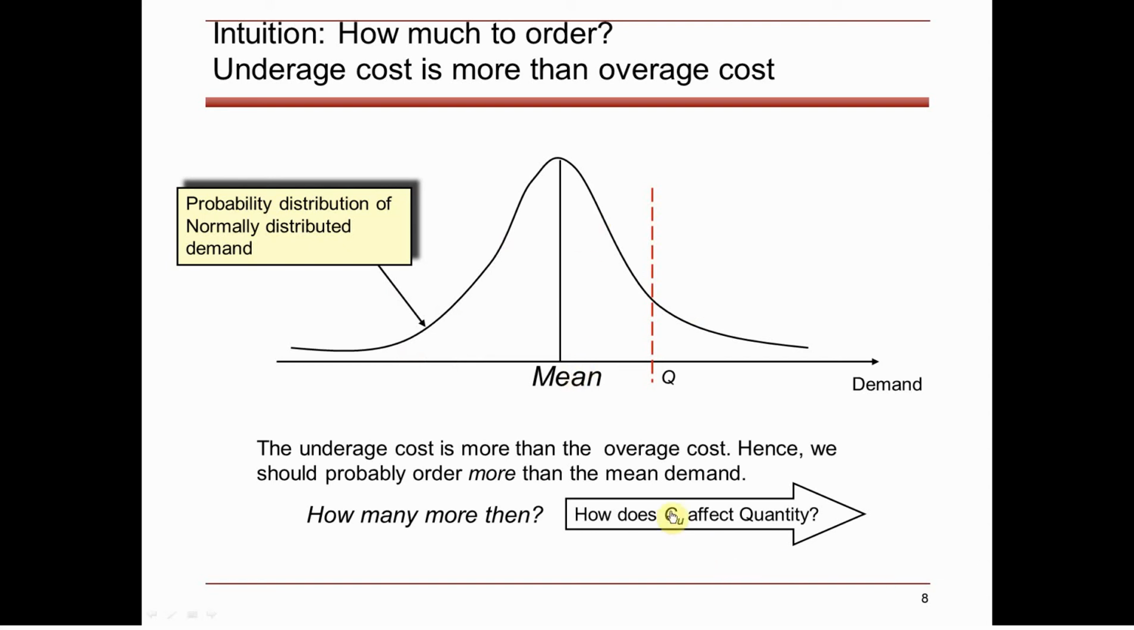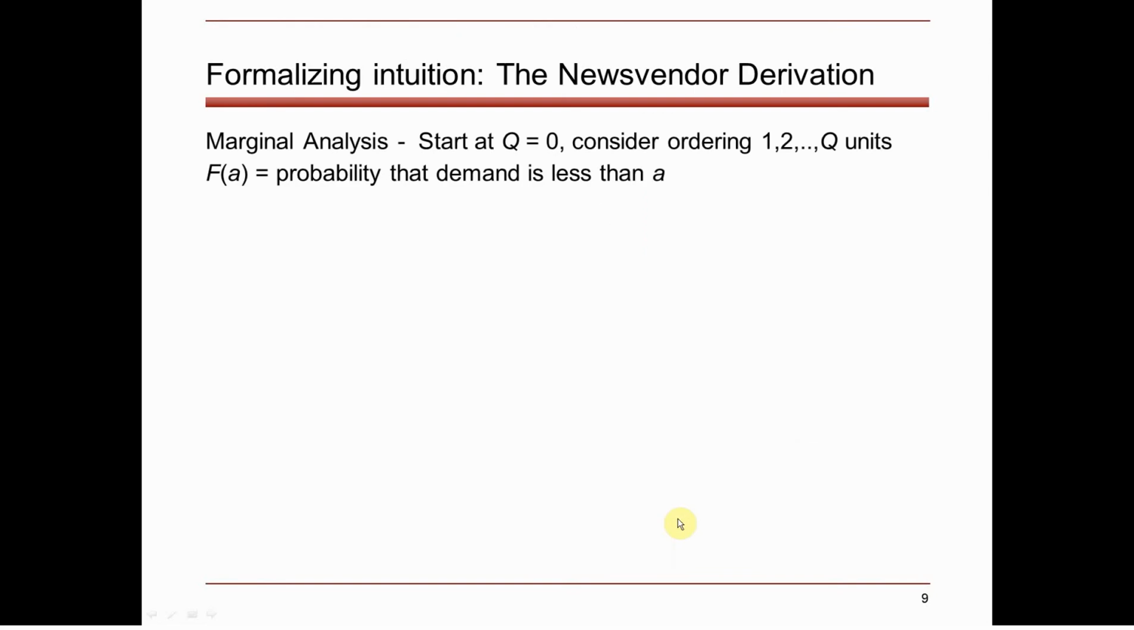How do the overage and the underage cost affect the quantity? So let's think about this. Let's derive this Newsvendor model itself. So marginal means that, given a certain condition, what would be the values for things. So let's just start that we order 0, and we consider now ordering 1 paper and 2 papers all the way up to Q papers.